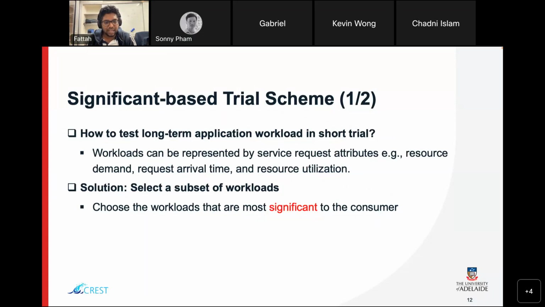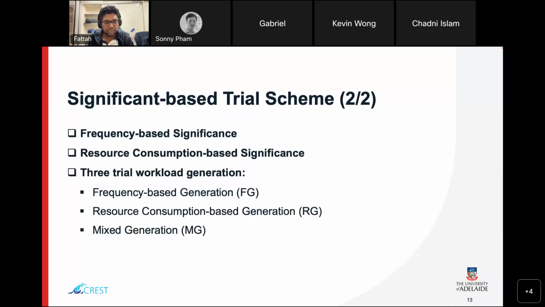And the question is, how do you define or measure which workloads are significant enough to test? We defined two criteria to measure the significance of a workload. The first one is frequency-based significance, and the second one is resource consumption-based significance. We can extend this concept of significance by adding different criteria, but in this work, we only considered these two.